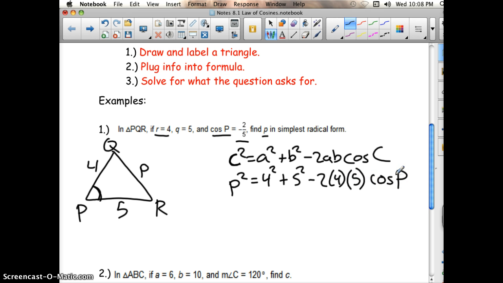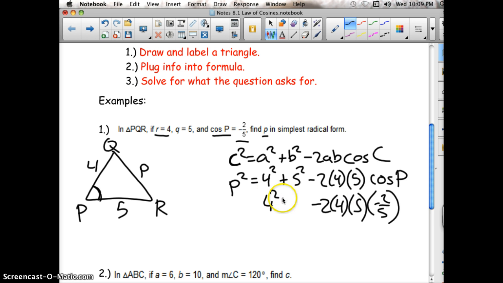Now, I didn't substitute in for cosine P. I kind of want to prove a point here. This is not cosine of -2/5. I've seen I don't know how many times, when they tell you cosine of P equals -2/5, some students will write cosine of -2/5, and that's not correct. P is not -2/5. The entire expression cosine P is -2/5.